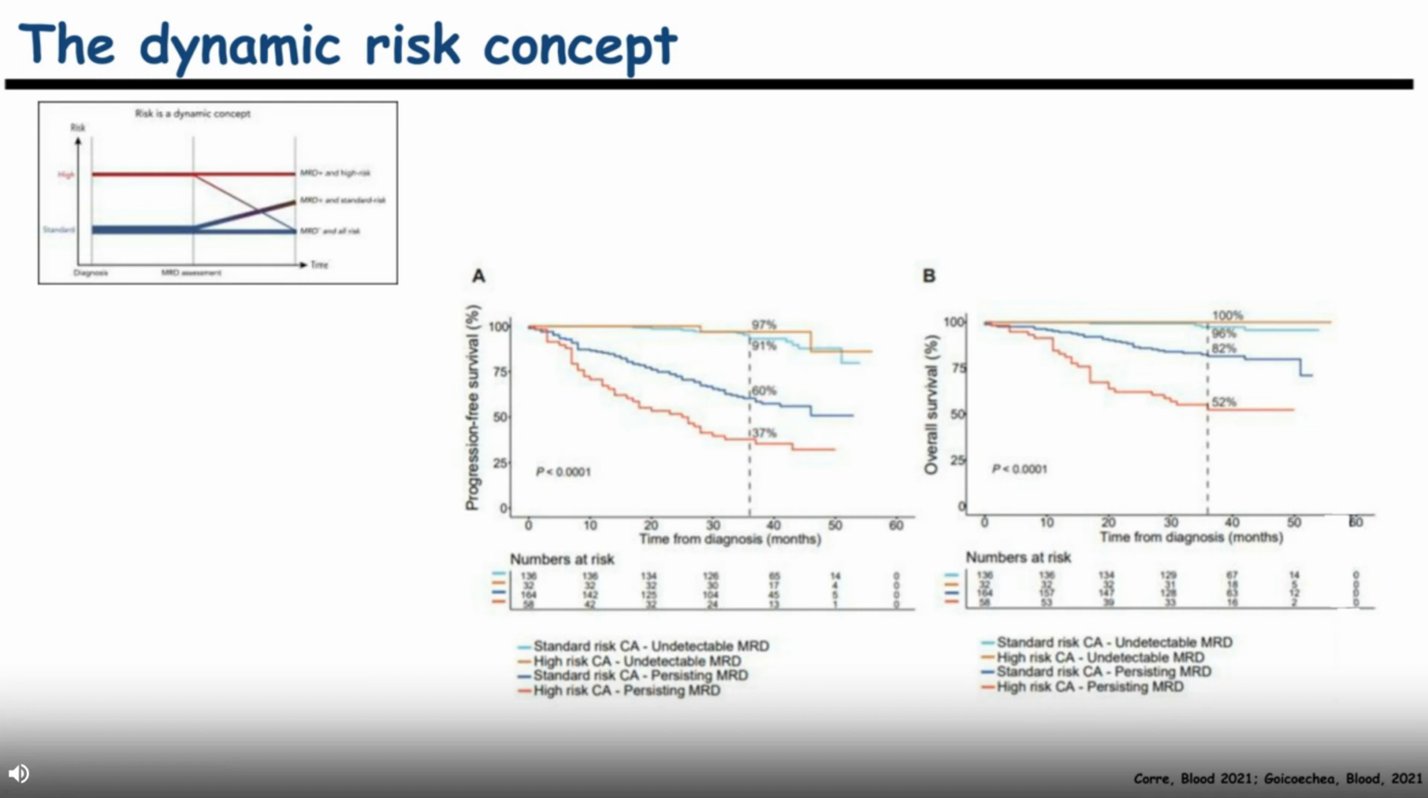It is also valid the other way around. Although not as marked as before, standard risk patients with MRD positive do worse than standard risk with MRD negative, making it evident that if MRD negativity is not achieved, cytogenetic risk assessment retains its prognostic value.